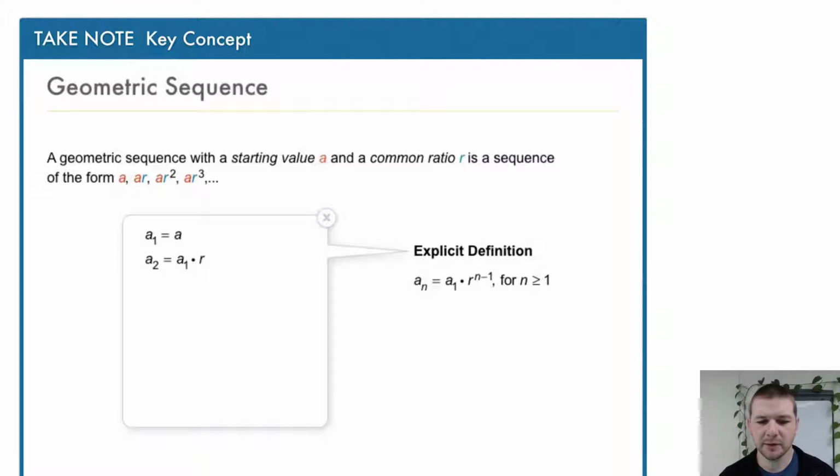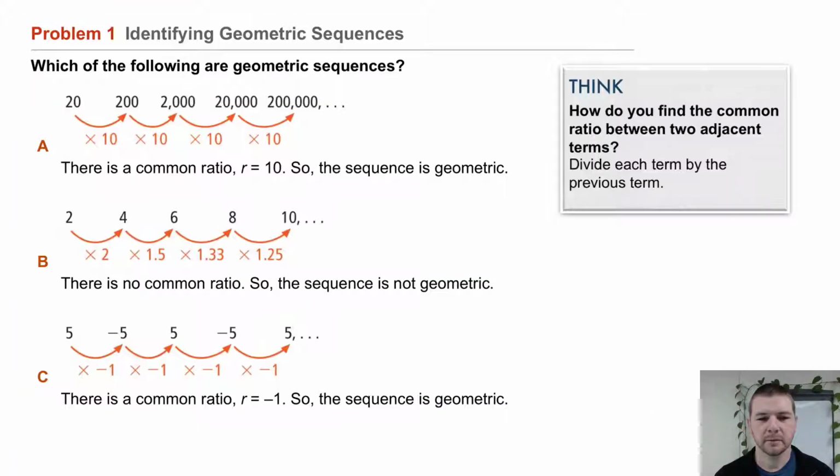So take note, a sub 1 equals a, our starting term, our initial term. A sub 2 equals a sub 1, the preceding term, times r. That should seem familiar. A sub 3 equals a sub 1 times r again, our common ratio, and that equals a sub 1 times r squared. A sub 4, working through a similar process, we find it equals a sub 1 times r cubed. So note an explicit definition is based on the initial term times the common ratio raised to a specific power.